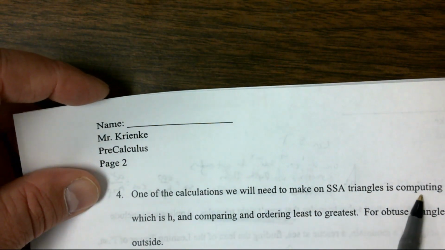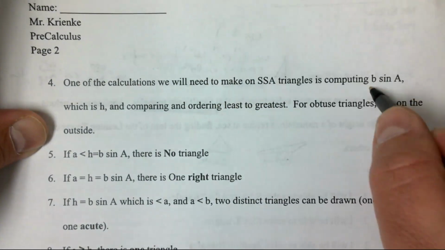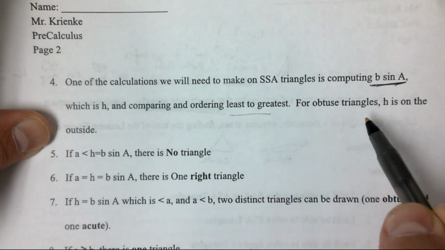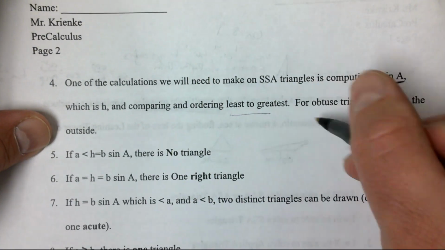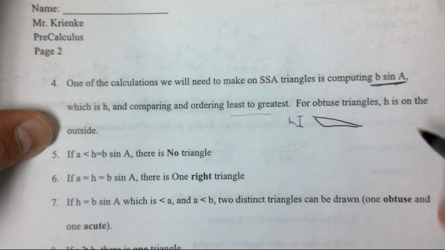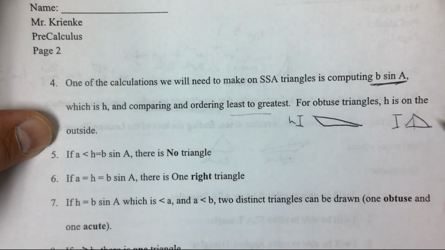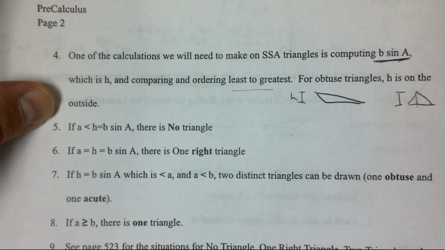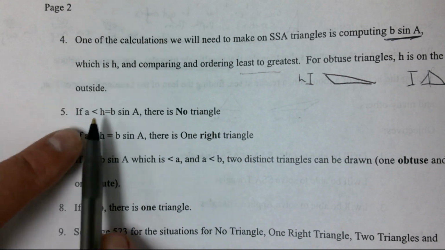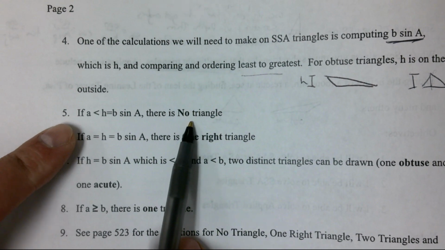Now we are going to have to do a height, which is considered B sine A, and we got to compare least to greatest. And for obtuse triangles, the H is on the outside, because if you have something like this, then this is your height. But if you have the acute triangle, then the height is on the inside. So then if A is smaller than the B sine A, there's not even a triangle, it can't even connect.